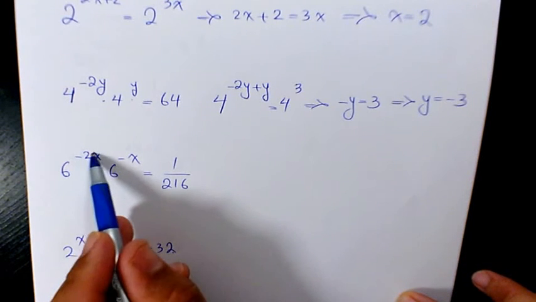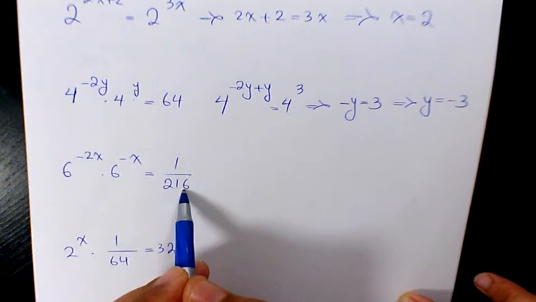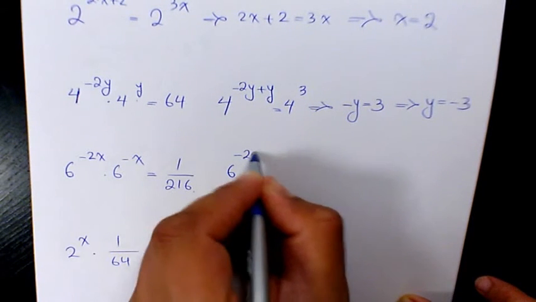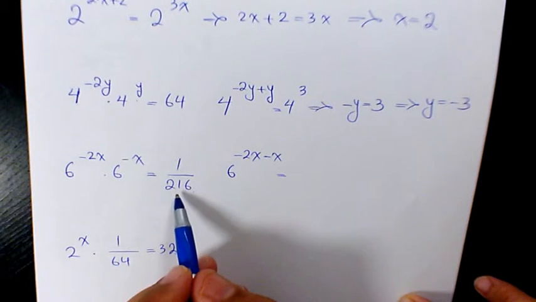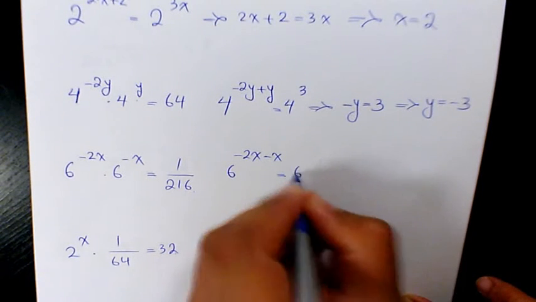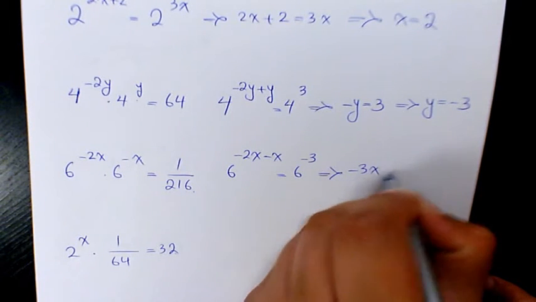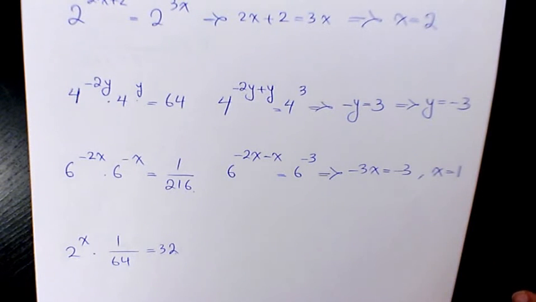6 to the power of negative 2x times 6 to the power of negative x equals 1 over 216. So the left hand side is going to be negative 2x plus negative x. 216 is 6 to the power of 3. So 1 over 216 is going to be 6 to the power of negative 3. So negative 3x equals negative 3. So x will be equal to 1.